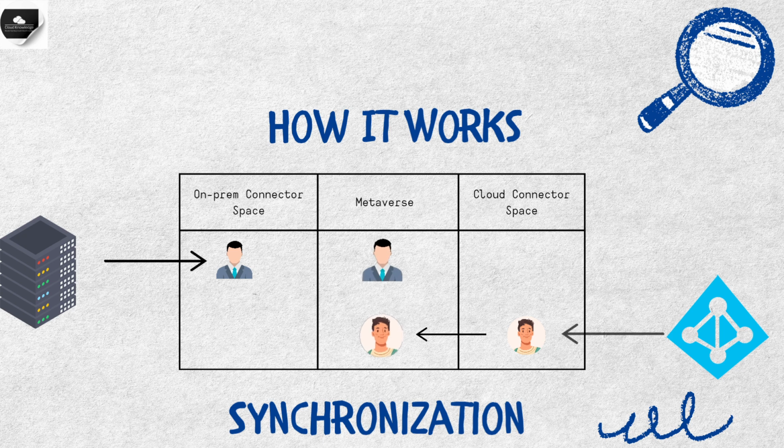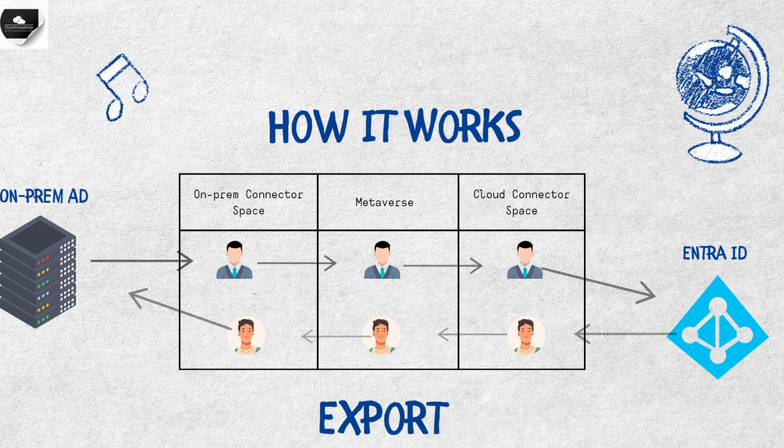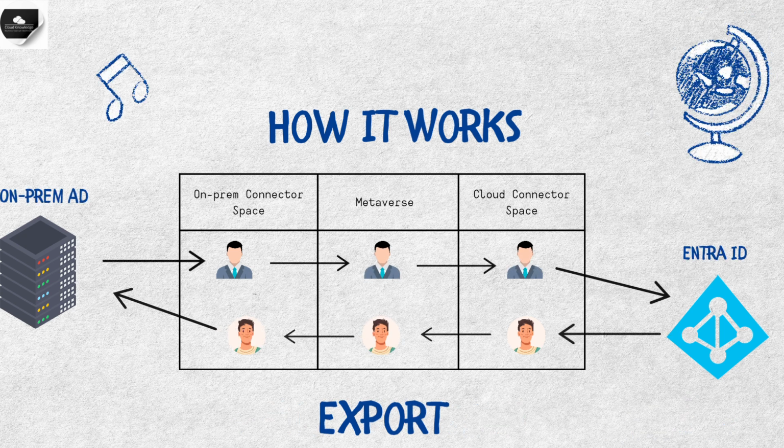After that, it has been exported to both the connectors. Exportation means from metaverse towards the cloud, and from metaverse towards the on-prem. Both the connectors will do an export job, okay? Exporting from metaverse with the help of the connector is known as export. Importing towards the metaverse from the connector is known as import. Basic things are there, okay?